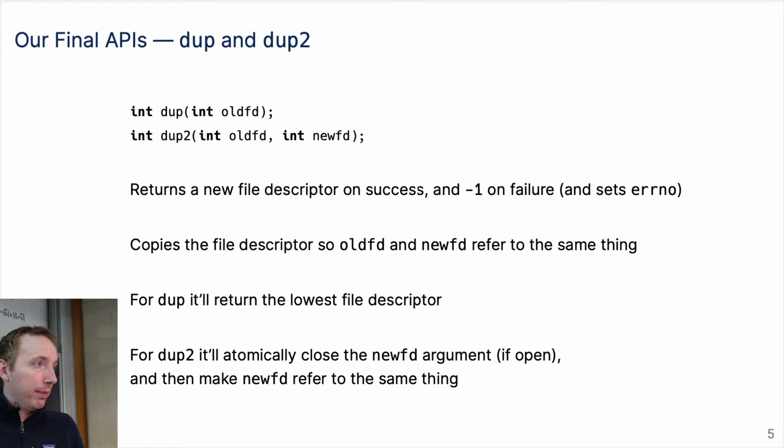So any questions about this? I just make two file descriptors point to the same thing. And with dup2, we can change the number.